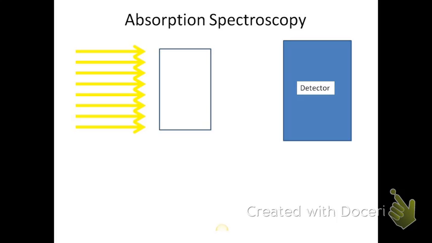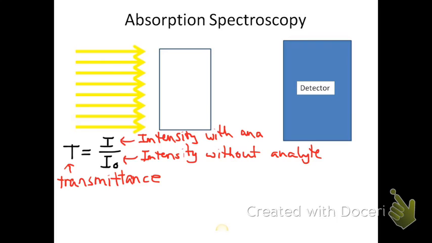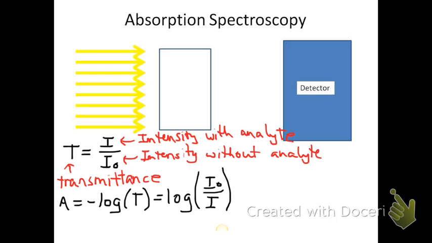Here is a schematic showing how absorption spectroscopy works. Light is passed through a cell that contains the sample and then reaches a detector. Transmittance is measured as the fraction of light that reaches the detector in the presence and absence of the analyte. The absorbance is negative log transmittance, or log I0 over I. And again, this is discussed in detail in your pre-lab readings.